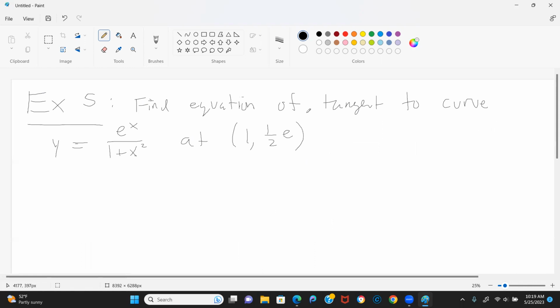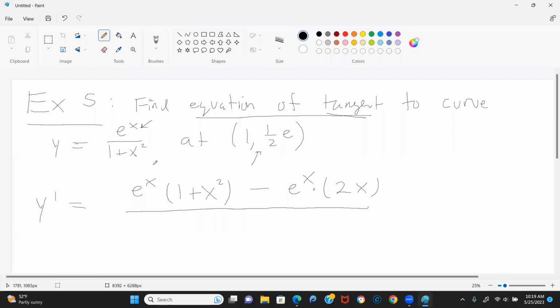So we need to find the equation of the tangent line. We need a slope. What do you need to find the equation of a line? You need a slope and a point. You have the point, we just need the slope. And to get the slope, you take the derivative. The derivative tells you the slope. So let's get the derivative. According to the quotient rule, you take the derivative of the top, e to the x, which is e to the x, times the bottom function, minus the top function times the derivative of the bottom, which is just 2x. So the derivative of 1 plus x squared is 2x, divided by the bottom squared.